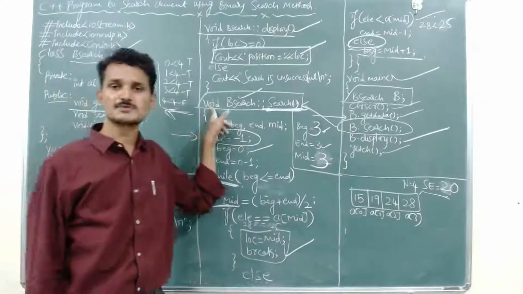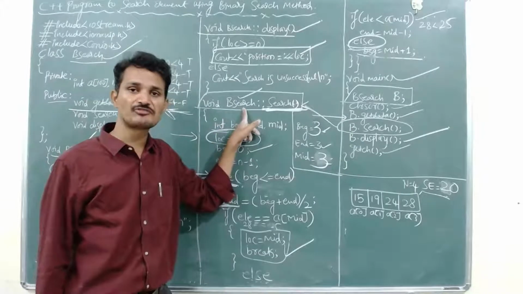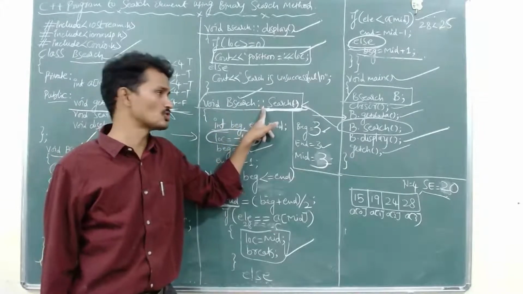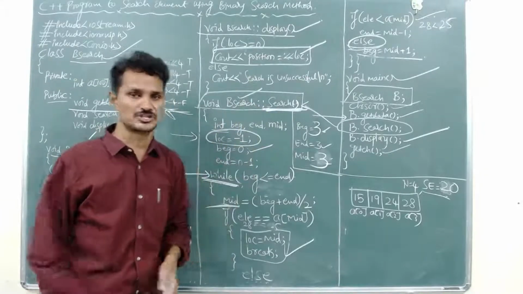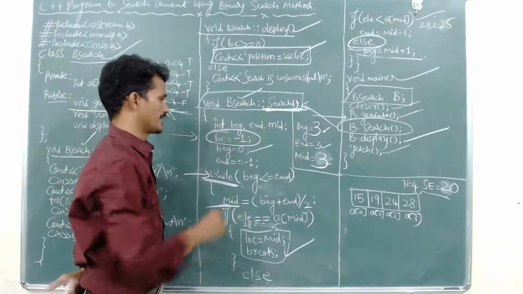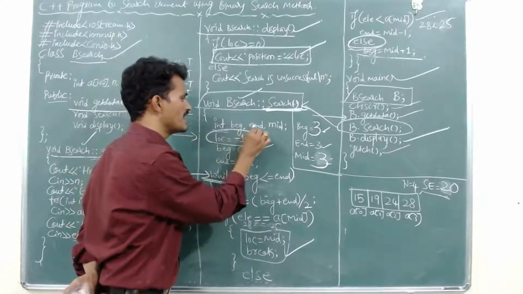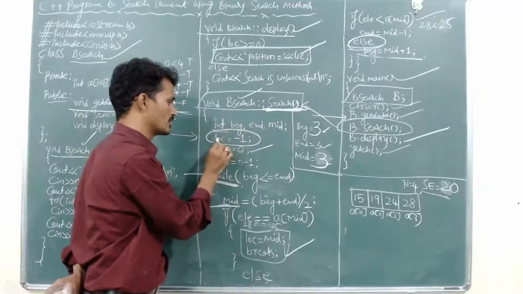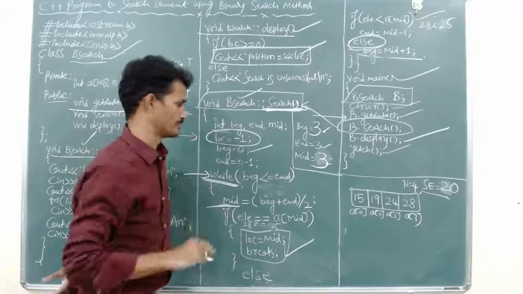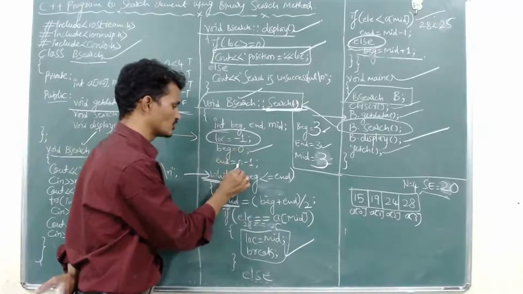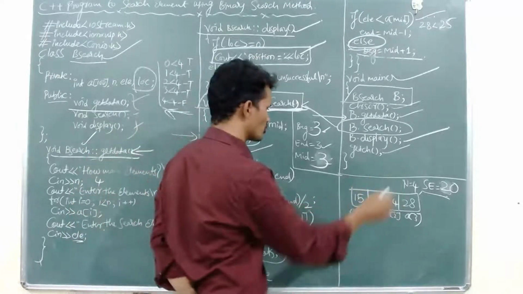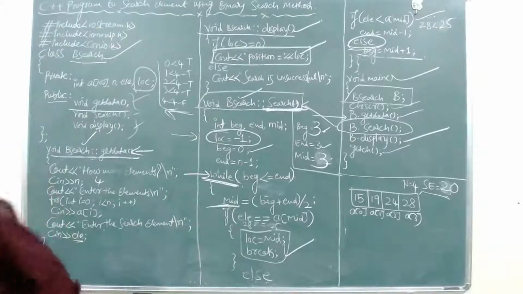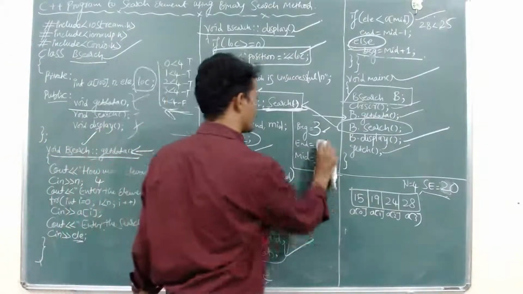Void is the return type specifier. B search is the name of the class. These two colons are called the scope resolution operator. Search is a member function. Open flower bracket. Int begin comma end comma mid. Data members were declared as local variables. Location is initialized as -1. Begin is equal to 0. End is equal to n minus 1. N is 4. 4 minus 1 is 3. So I'll just update these three values.